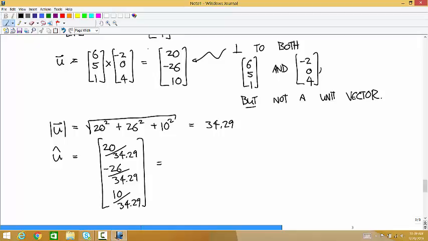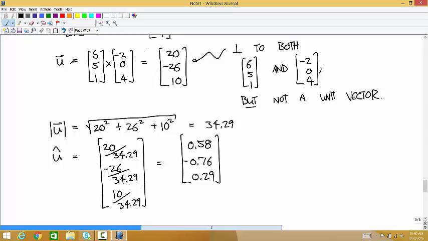Do you have components for that? Okay. Okay. Okay. And so that's a unit vector perpendicular to both of those two original vectors.